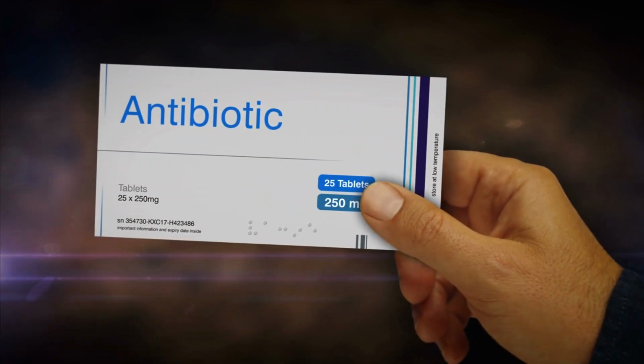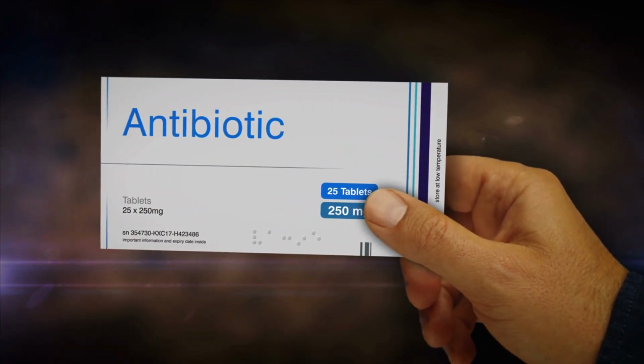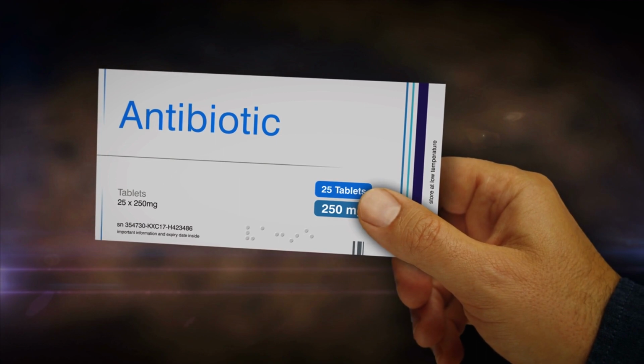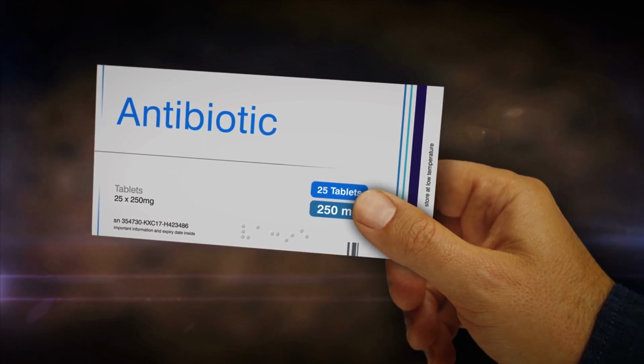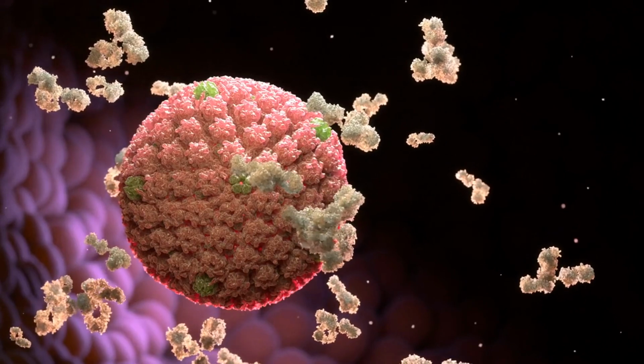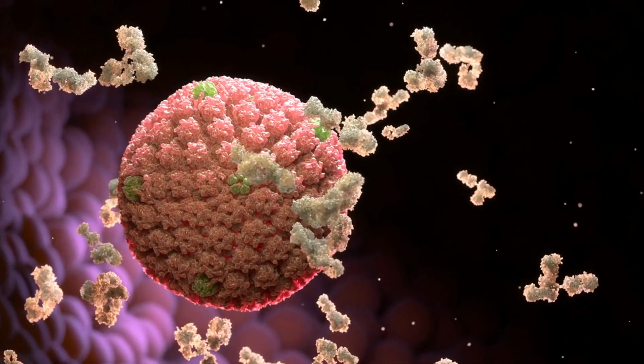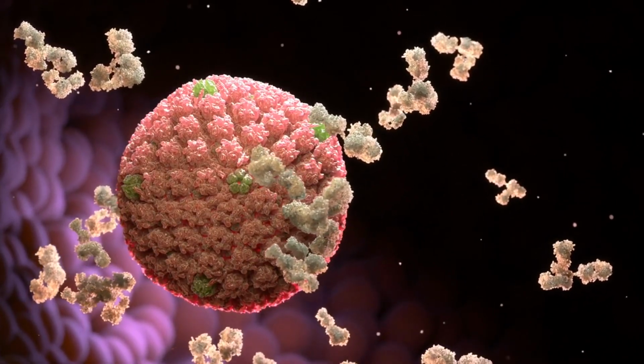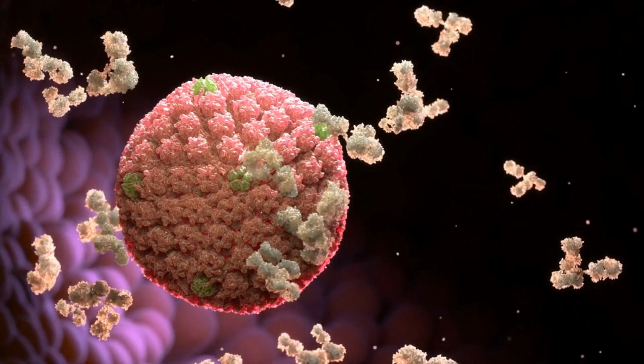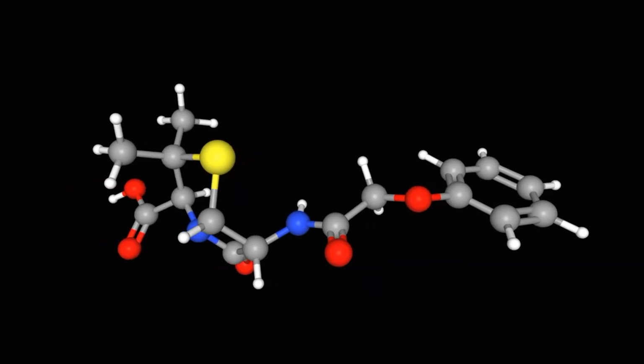Combination therapy. Combination therapy involves using multiple antibiotics with different mechanisms of action to target resistant bacteria and prevent the development of resistance. By attacking bacteria through multiple pathways, combination therapy can enhance the effectiveness of treatment and reduce the risk of resistance emergence.